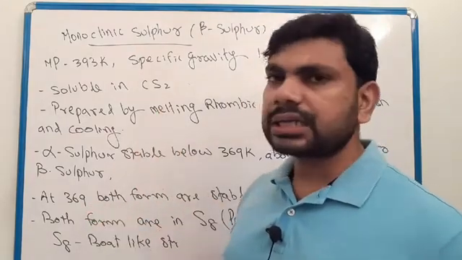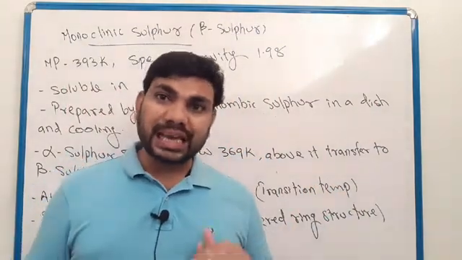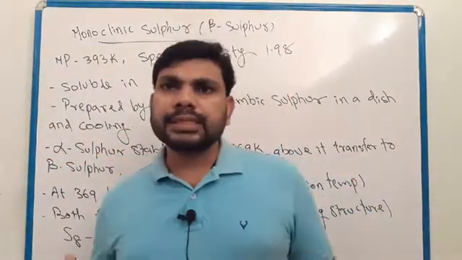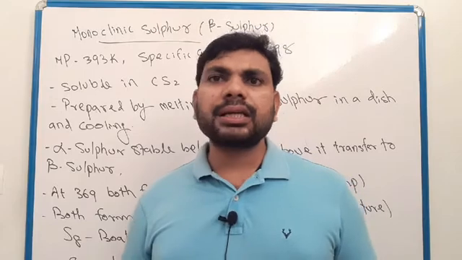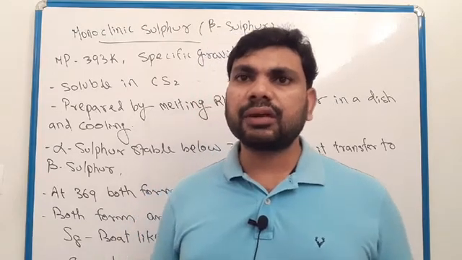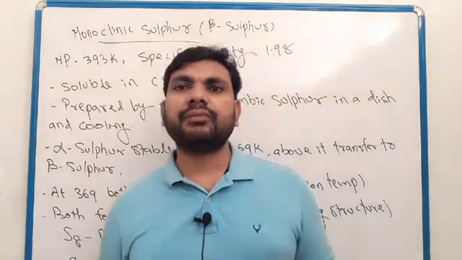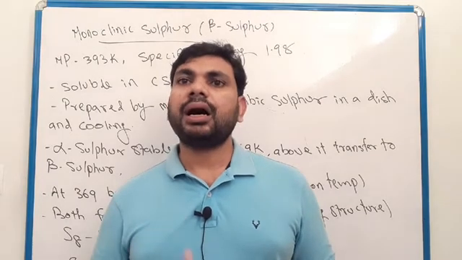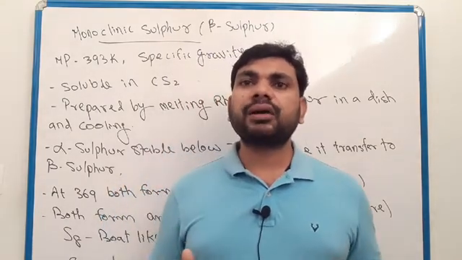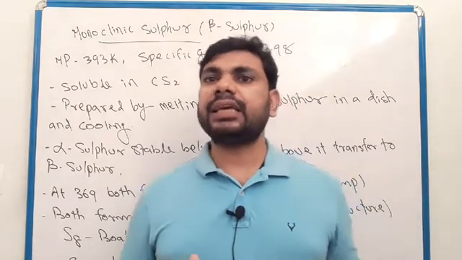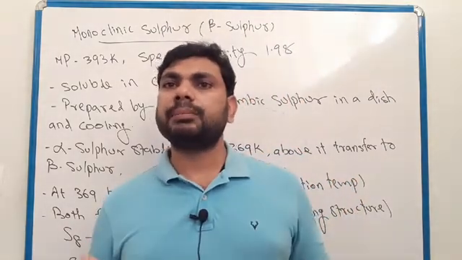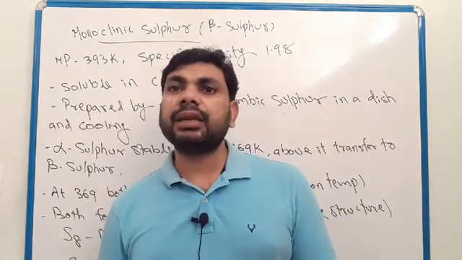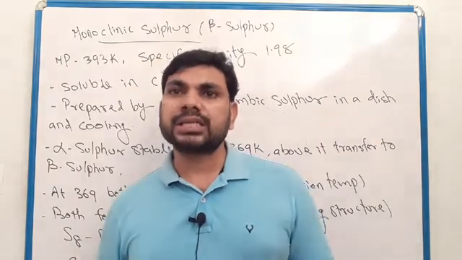Now we have to understand one more point. Alpha sulfur, or rhombic sulfur, is stable at or below 369 Kelvin. Above this temperature, alpha sulfur will transform to beta sulfur.